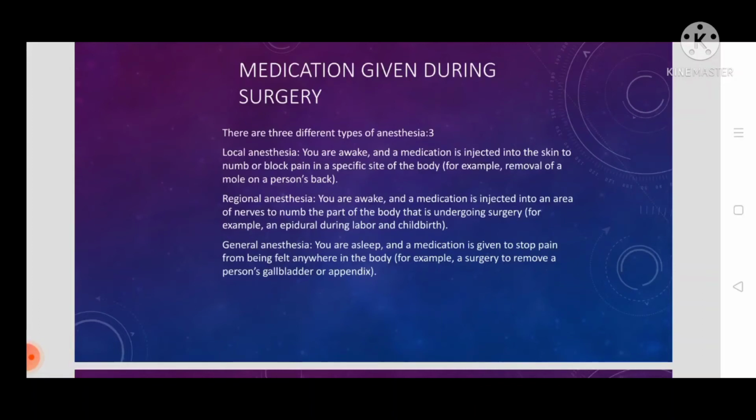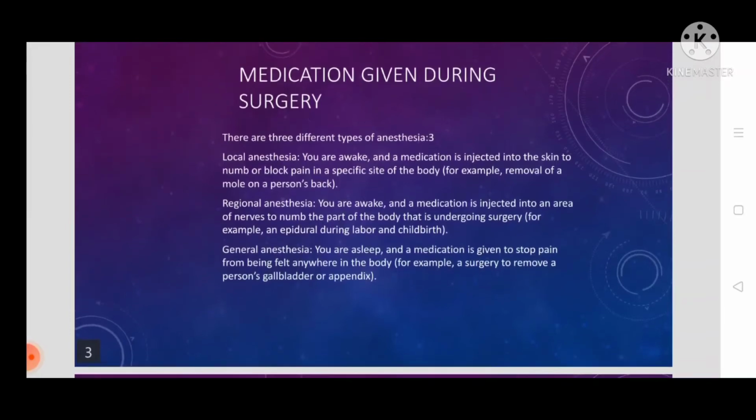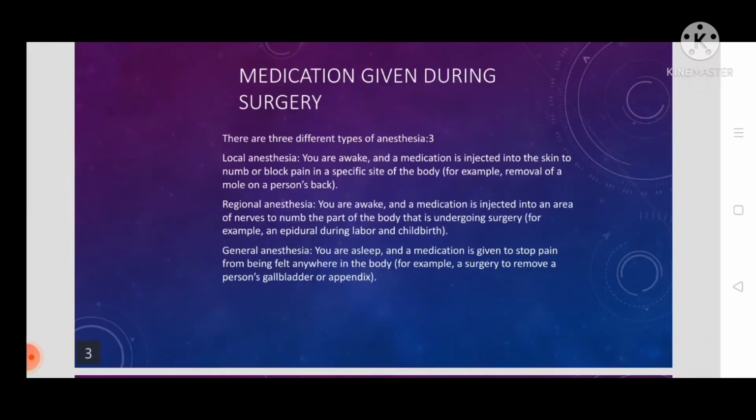Number two is regional anesthesia. You are awake and a medication is injected in an area of nerves to numb the part of the body that is undergoing surgery. I also have an example here: an epidural during labor and childbirth. So that is the example of regional anesthesia.